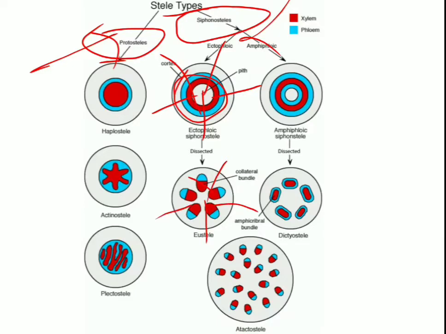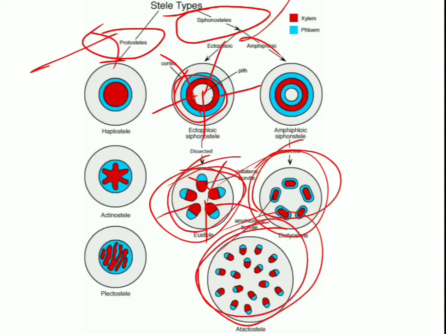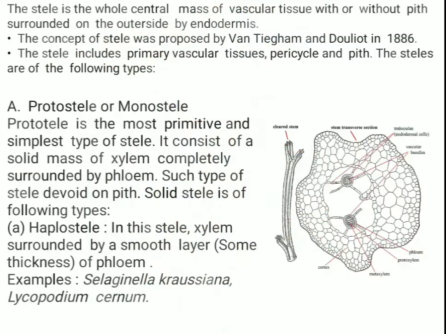Okay, and their cuts part is known as, and this stele is known as the dictyostele. Okay, and there is a different type of structure developed. Okay, let's start the theory about all these types.